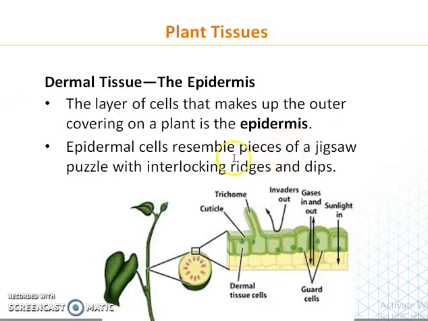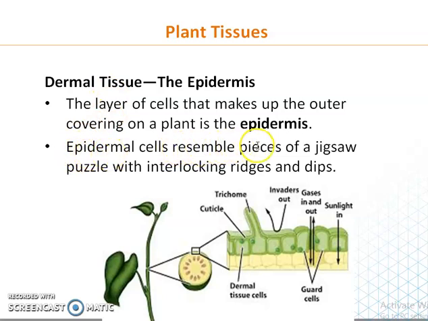Let's start with the first type of tissues, which is called dermal tissue and also called the epidermis. The layer of cells that makes up the outer covering on plants is called epidermis. Let's check on the picture below. Here is the layer of epidermis. Do you see the green layer here? The outer one, it's called the epidermis or the dermal tissue.